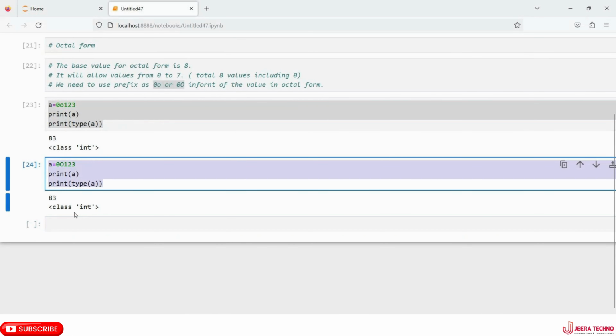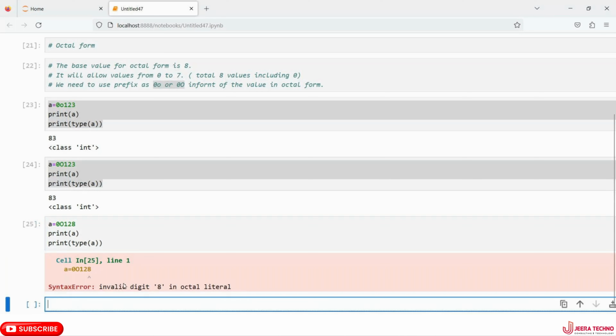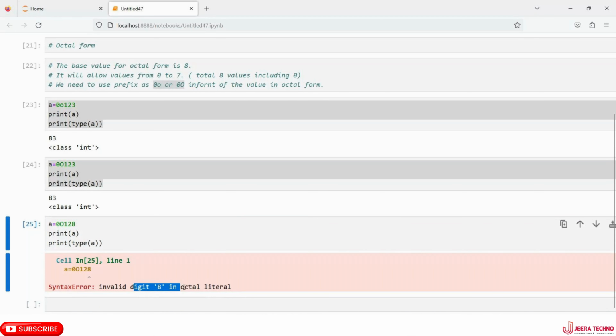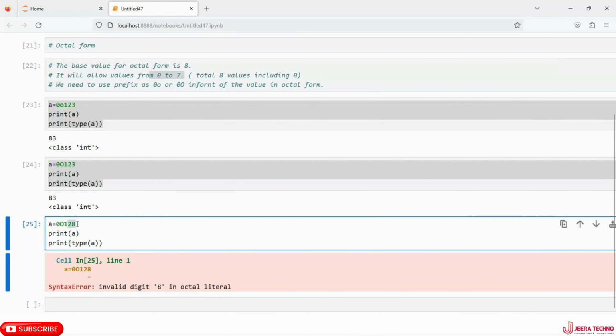Now I am doing here 1, 2, 3, 8. When I execute, what will happen? See, invalid digit in octal literal. In octal, what values can you get? 0 to 7. Why are you mentioning 1 to 8 here? It is an error, right? Because if you don't have 0 O, it is not octal form. If you don't have it, it will print 128. But if some prefix is there, always check whether a prefix is there or not.